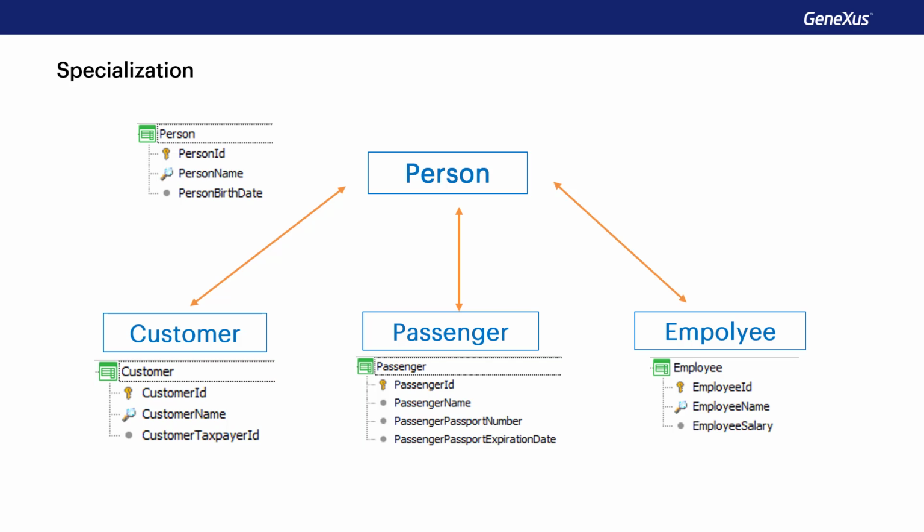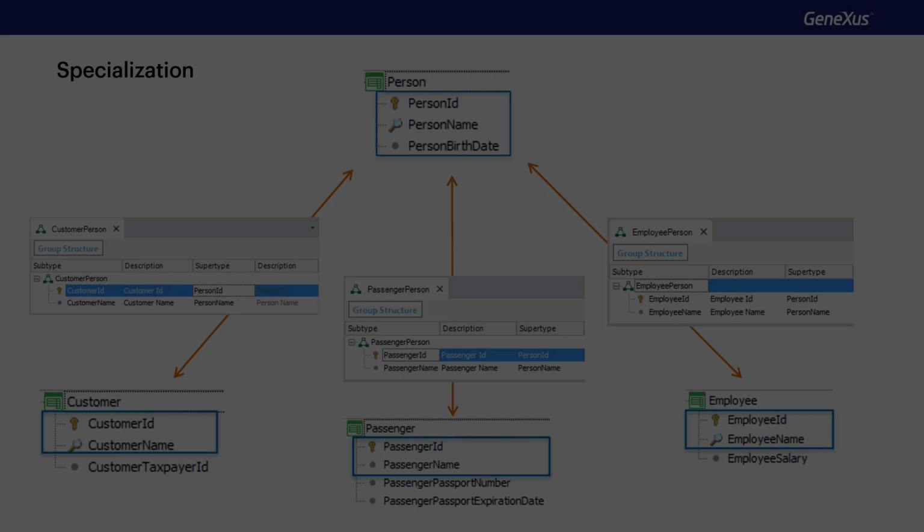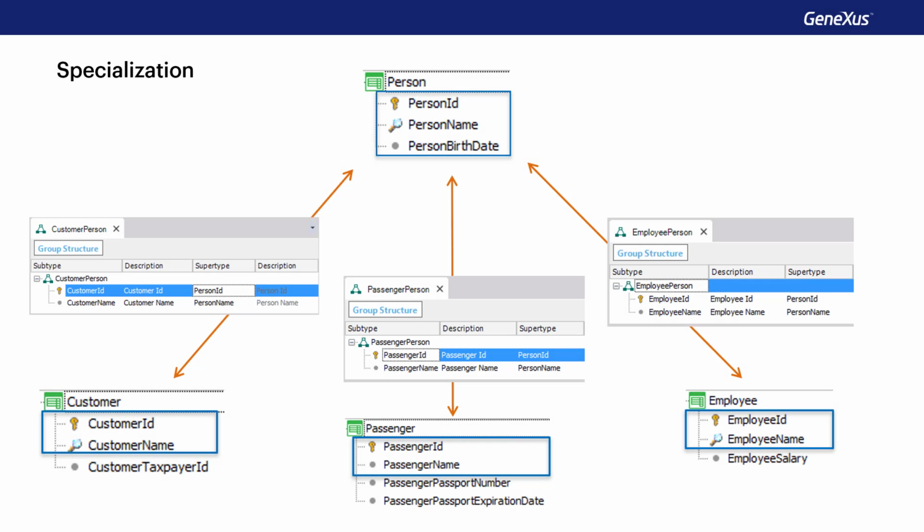That's why the customer, passenger, or employee's identifier must match exactly that of a person to represent that they are persons. This is achieved by defining the corresponding groups of subtypes. By doing this, the attributes customer ID, passenger ID, and employee ID, besides being the identifiers of the tables customer, passenger, and employee respectively, will be, at the same time, foreign keys in the table person.